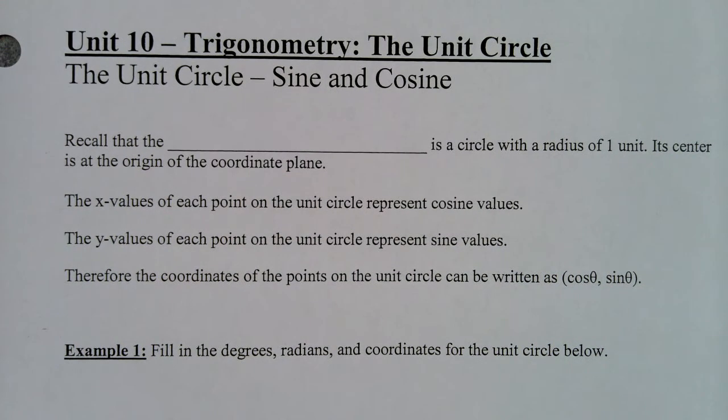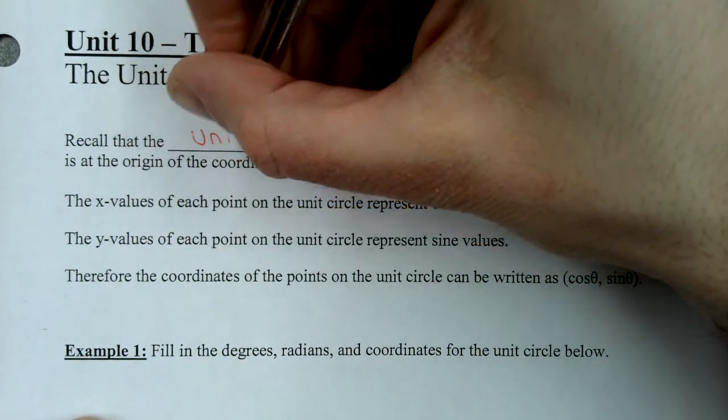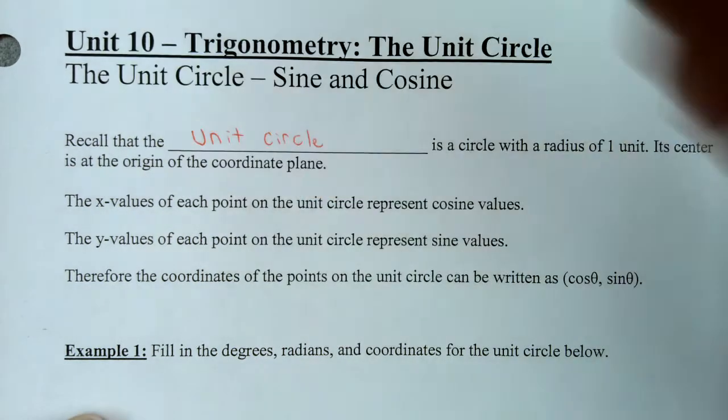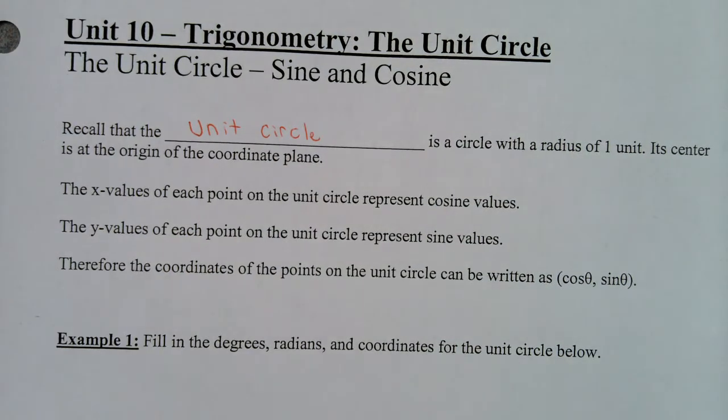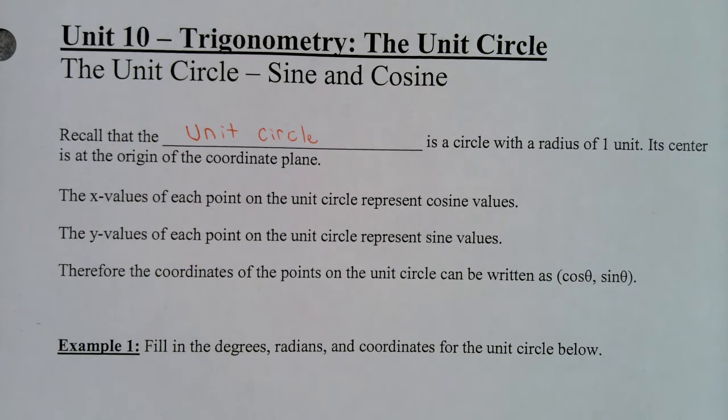All right, the next lesson in Algebra 2 is called the unit circle, sine and cosine. Okay, so recall that the unit circle is a circle with a radius of 1 unit. The unit circle is a circle with a radius of 1 unit. Its center is at the origin of the coordinate plane.